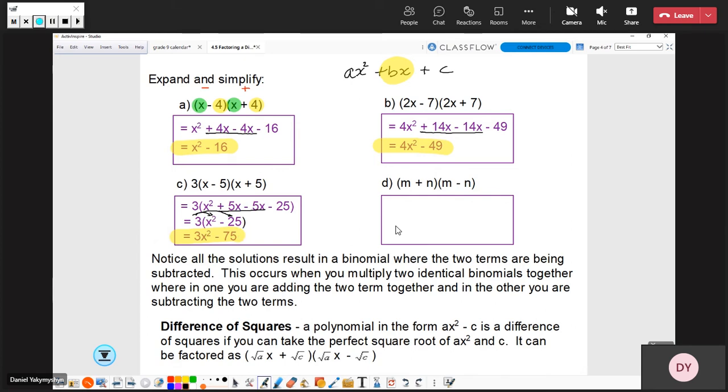Very special case. It says here, notice that the solutions result in a binomial where the 2 terms are being subtracted. This occurs when you multiply 2 identical binomials together, where one is adding and the other one is subtracting. We have a very special name when we factor these types of quadratic expressions, these ones down here.